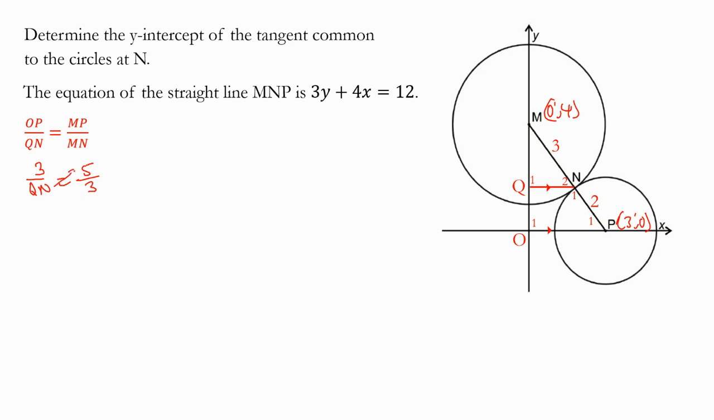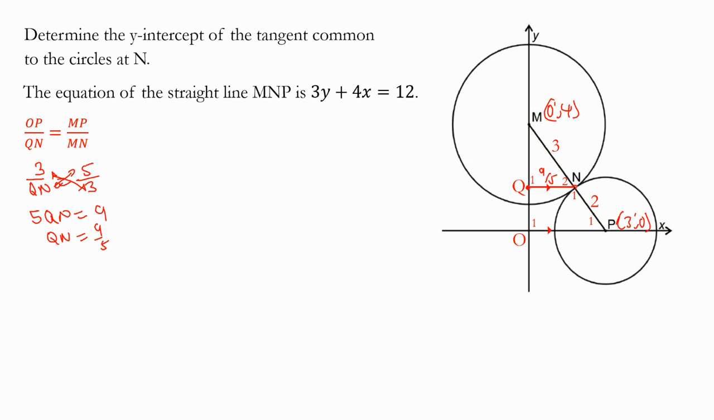Remember, when you cross multiply, this and this, this and this. Whichever way, you can use a different method or different cross multiplication is fine. We're going to get the same answer. So this is 5 times QN is equal to 3 times 3, which is 9. Divide by 5 both sides. QN is equal to 9 over 5. Meaning that this distance here is 9 over 5.